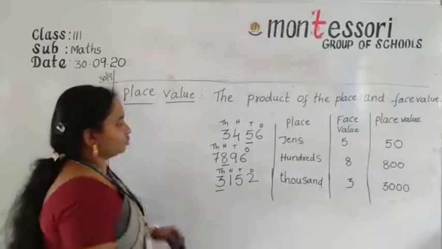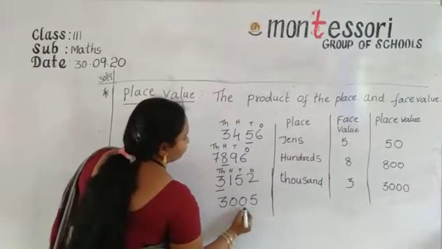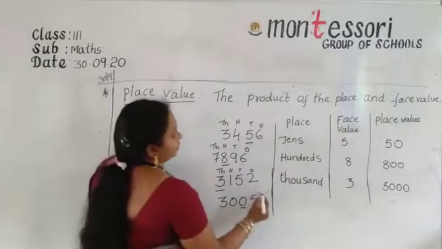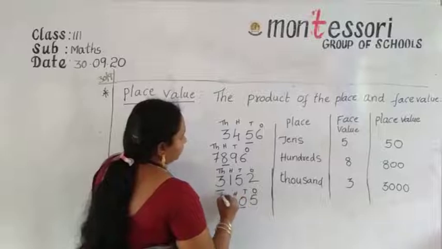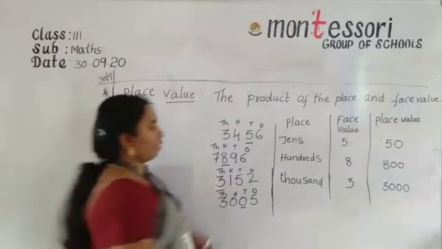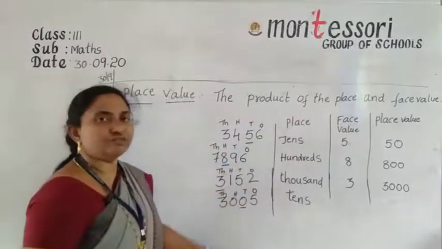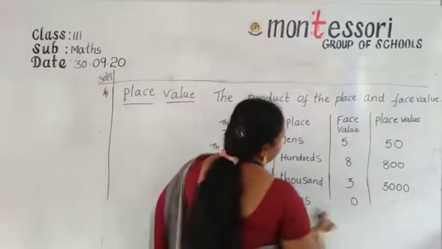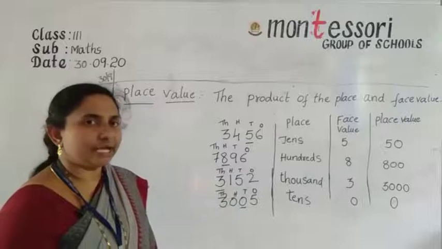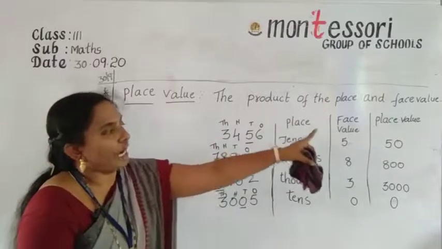Understood? One more problem I am explaining here. Zero. Now underline 0. So what is the place? Ones, tens, hundreds, thousands. So in which place is 0 here? Tens. Now I am writing here tens. What is the face value of 0? 0. 0 tens are 0. Okay, understood all of you? So now this is place, face value and place value.